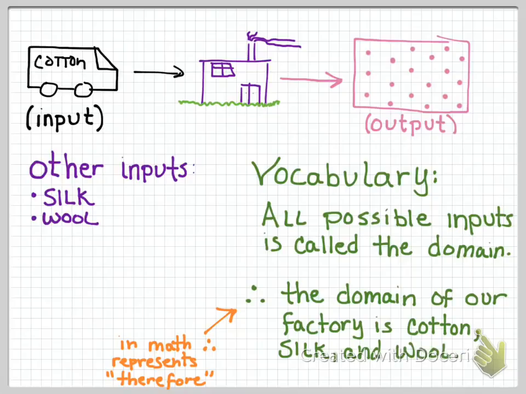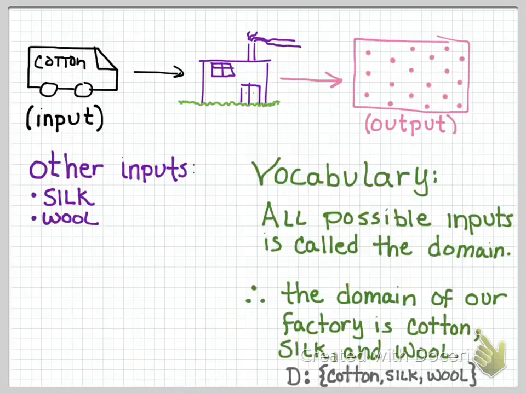Now there is a special way of writing this, and we will be doing this throughout the year, so you will get used to it, but here's a little introduction as to how we write the domain. We would say D colon, and then we have these funny looking brackets. These brackets represent a set of numbers or a set of items. In this case we have a set of items, which is cotton, silk, and wool. So we would write this as domain is cotton, silk, and wool.